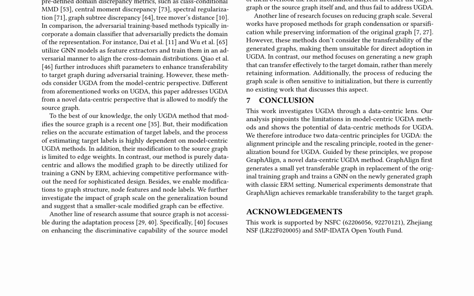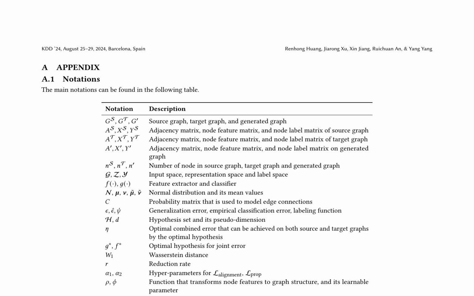The authors provide a theoretical analysis of the generalization bound for UGDA, demonstrating that a smaller-scale source graph can be more effective in enhancing transferability. They propose a data-centric approach for UGDA, which differs from traditional model-centric methods that focus on learning domain invariant representations or utilizing adversarial training techniques. The paper reviews existing UGDA methods, including those that minimize domain discrepancy metrics and those utilizing adversarial training.